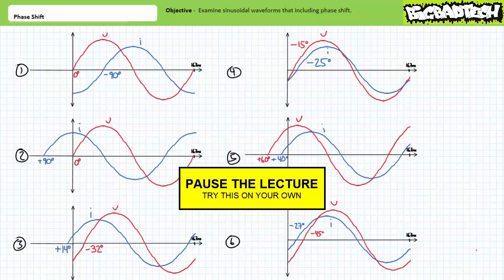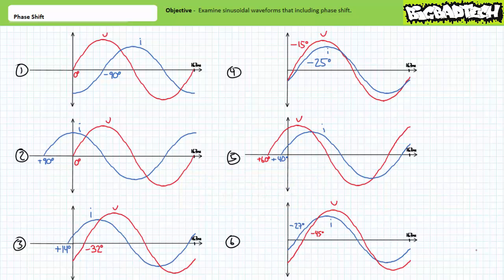By all means, pause the lecture and try this on your own. If you're tracking, you should have arrived at the following results. For example problem 1, given the voltage waveform in red has a phase shift of 0 degrees, and the current waveform in blue has a phase shift of negative 90 degrees, it can be said that current lags voltage by 90 degrees. As we'll learn in later lectures, this is the typical response for purely inductive elements.